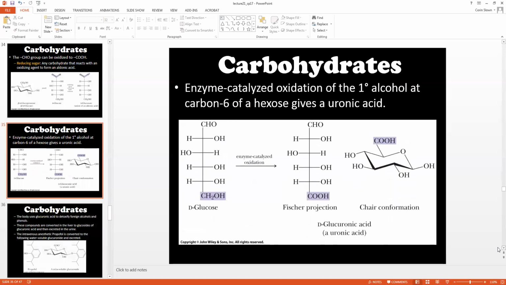If we think about enzyme-catalyzed oxidation of the primary alcohol at carbon 6 of a hexose, that can also give a carboxylic acid. So in this case, D-glucuronic acid. If we think about the way we would draw that chair configuration now, instead of having CH2OH, we have a carboxylic acid here at the 6th carbon.